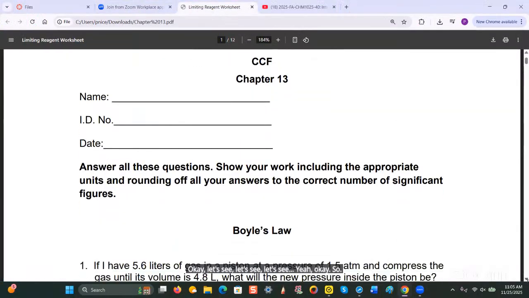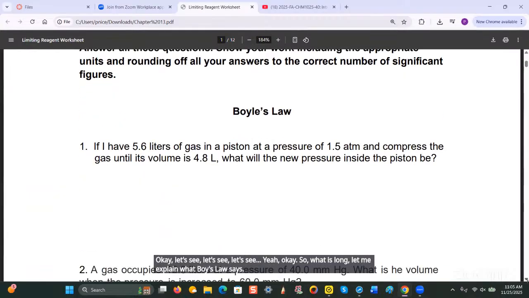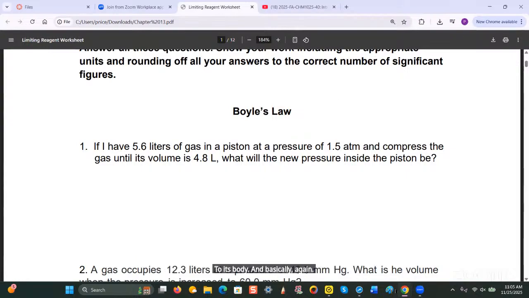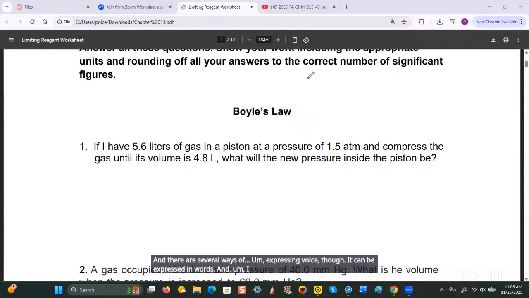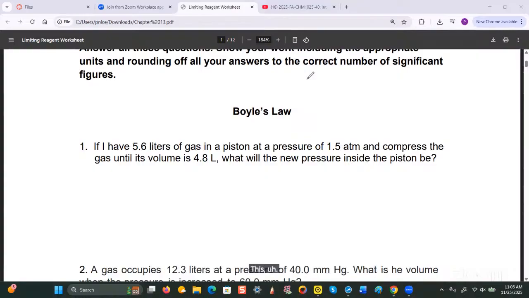So Boyle's law, let me explain what Boyle's law says. Boyle's law is the law which relates the pressure of a gas to its volume. There are several ways of expressing Boyle's law. It can be expressed in words, and I think I've covered that in the videos. Basically, what Boyle's law says is that the pressure of a gas is inversely proportional to its volume, as long as the temperature and the amount of gas are fixed.